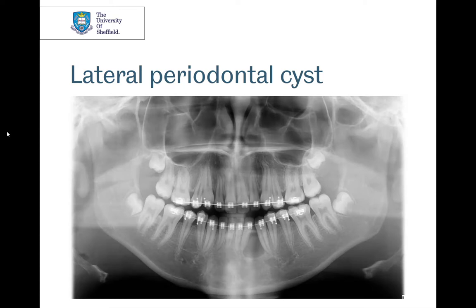So here is the classic appearance of a lateral periodontal cyst. You see in this relatively younger patient undergoing orthodontic therapy that there is a radiolucency, almost a conical shaped radiolucency between the lower left 2 and 3. It's well defined, it's corticated.